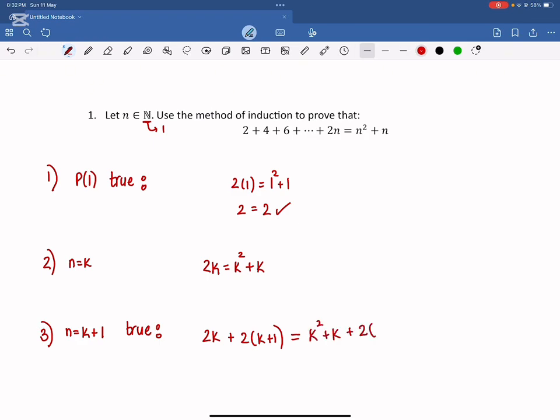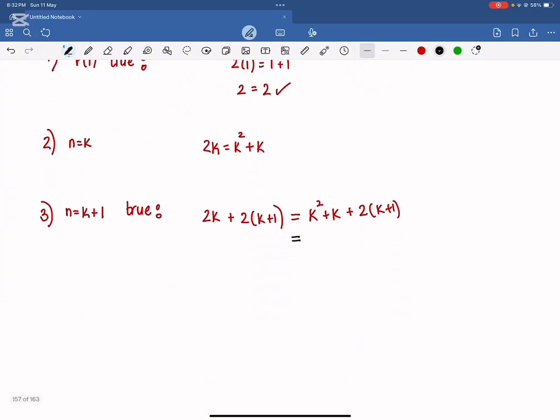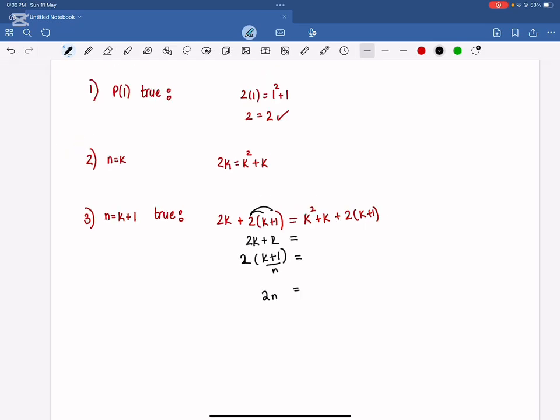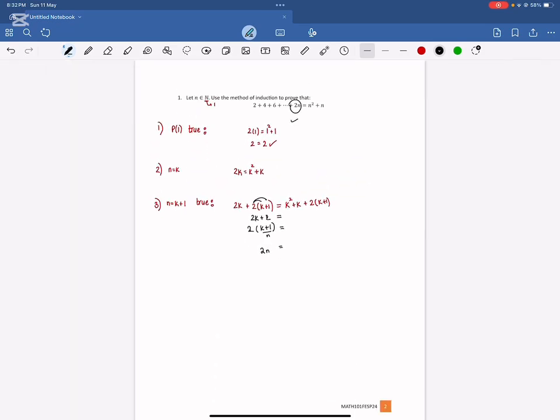It will be 2 times k plus 1. Okay. Now, for this side, it will be 2k plus 2. Taking the common factor out, it will be 2 times k plus 1. Our k plus 1 is the n, so 2n. Okay, so this side is proved.